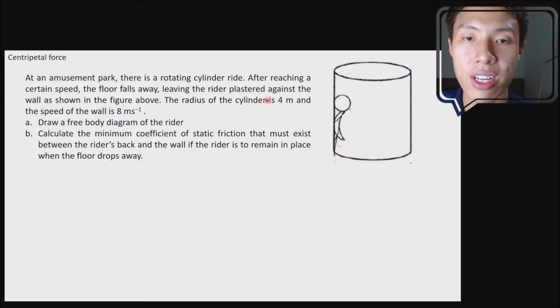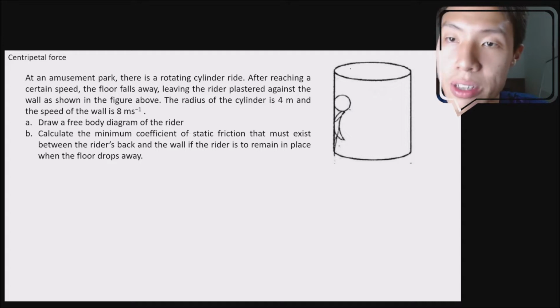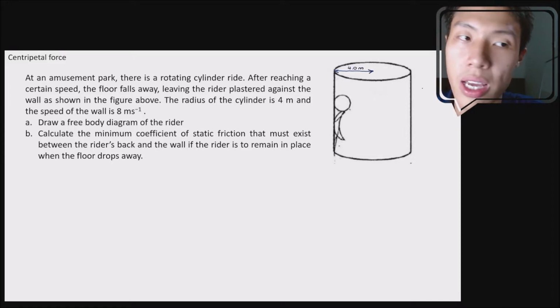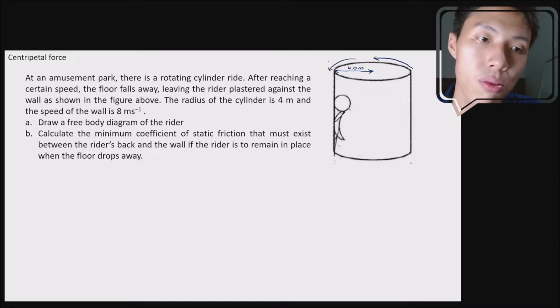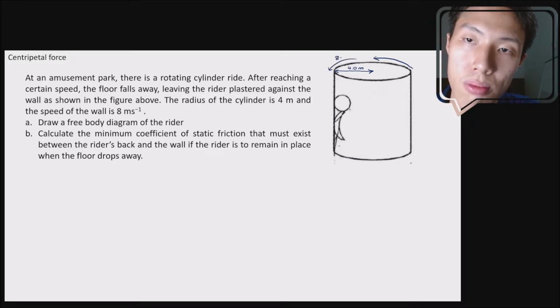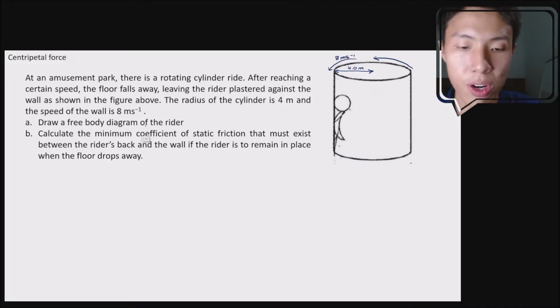And they say that the radius of the cylinder is 4 meters and the speed of the wall is 8 meters per second. Let me do a bit of labeling here. The radius of the cylinder, towards the center, has a distance of 4.0 meters, and the speed of the wall will be equal to 8 meters per second. So they ask you to draw a free body diagram of the rider.